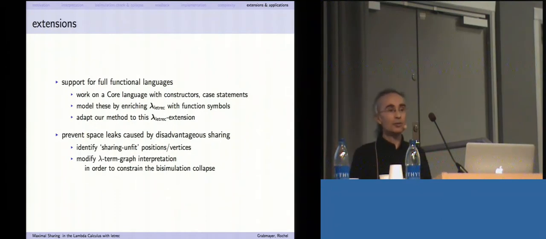But one can also use a method for our situation, namely, first in an independent analysis, identify sharing unfit positions in a term, which lead to sharing unfit vertices in the term graph interpretation. And our idea to deal with it is to modify the term graph interpretation in order to constrain the bisimulation collapse to not introduce sharing at disadvantageous positions.